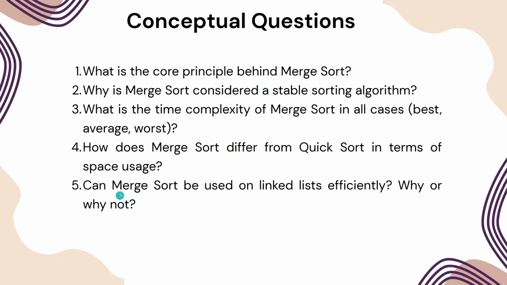Then the next question is, can merge sort be used on a linked list efficiently? Why or why not? Yes, we can implement merge sort using a linked list as the data structure, and that is definitely efficient because we can rely on pointers to shift elements, so linked lists are best suited for implementing merge sort. Hope you have understood the concepts of divide and conquer and the classical example of merge sort.